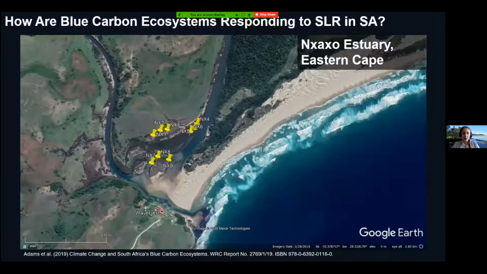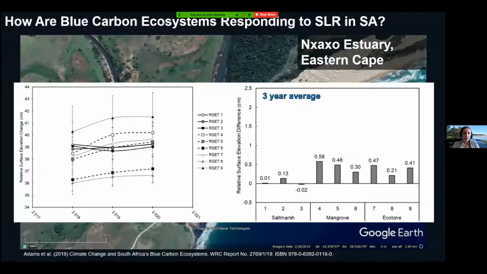And the final estuary is the Nanlo estuary, also in the Eastern Cape. Here we also have benchmarks 1, 2, and 3 being in the salt marsh, 4, 5, and 6 in the mangrove area, and 7, 8, and 9 on this island that also represents a mangrove salt marsh ecotone. The results for this estuary are a bit different because these benchmarks have not as yet been leveled relative to mean sea level. So these are just the raw data that I have plotted here that show all of the sites are quite stable over time over the last 3 years.